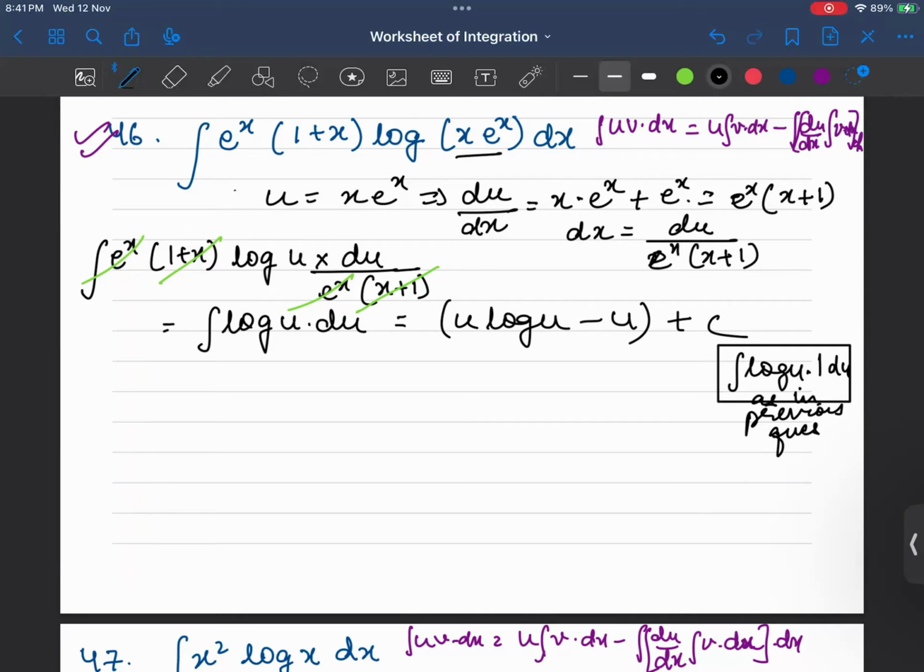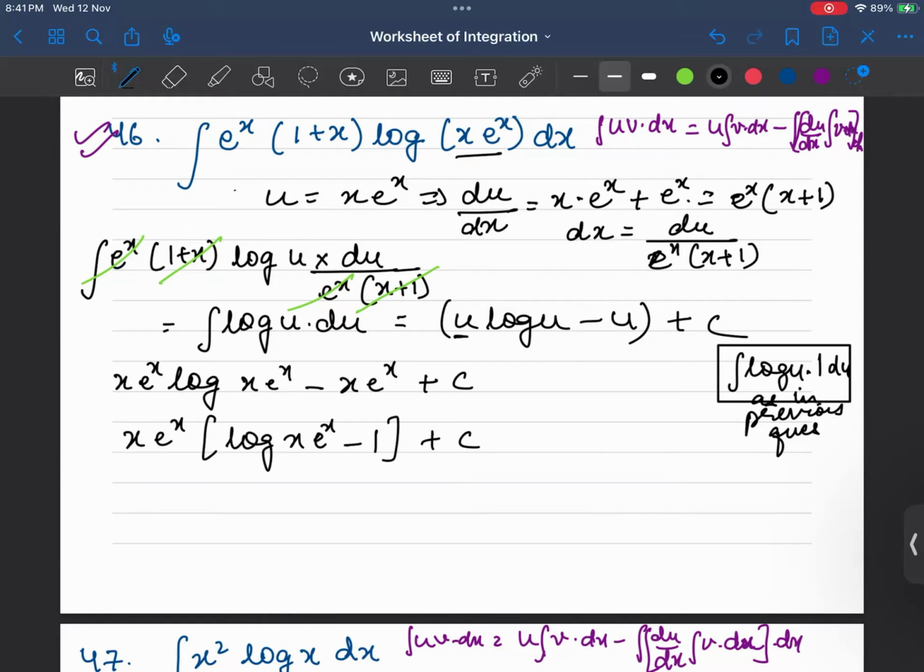But now I am replacing u with the original value. u is x e power x. So the answer is x e power x log(x e power x) minus x e power x plus c. We can leave the answer here, or if something is common, I can bring it out: x e power x, so it would be x e power x (log(x e power x) minus 1) plus c is your answer.